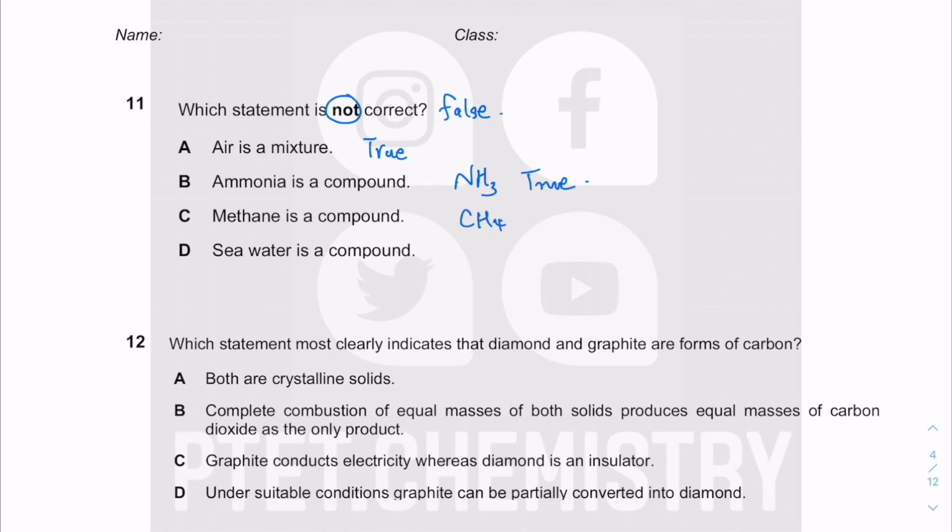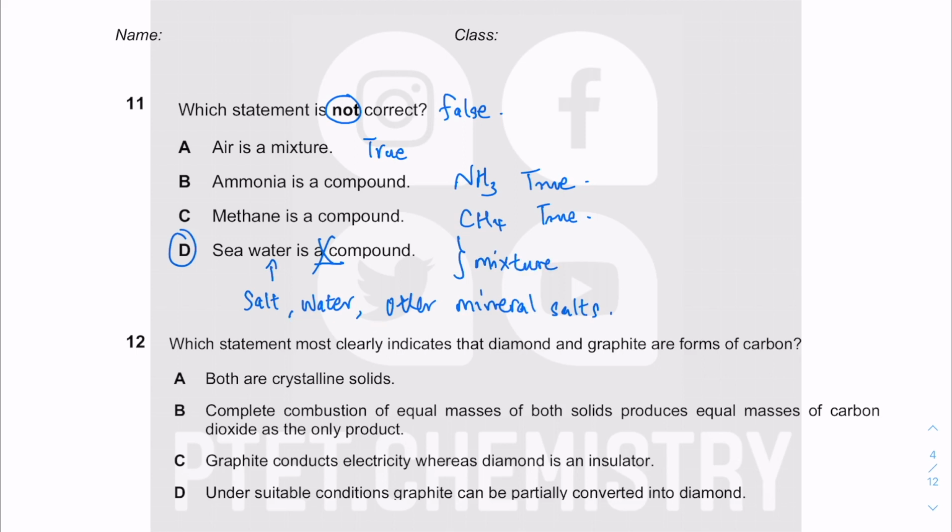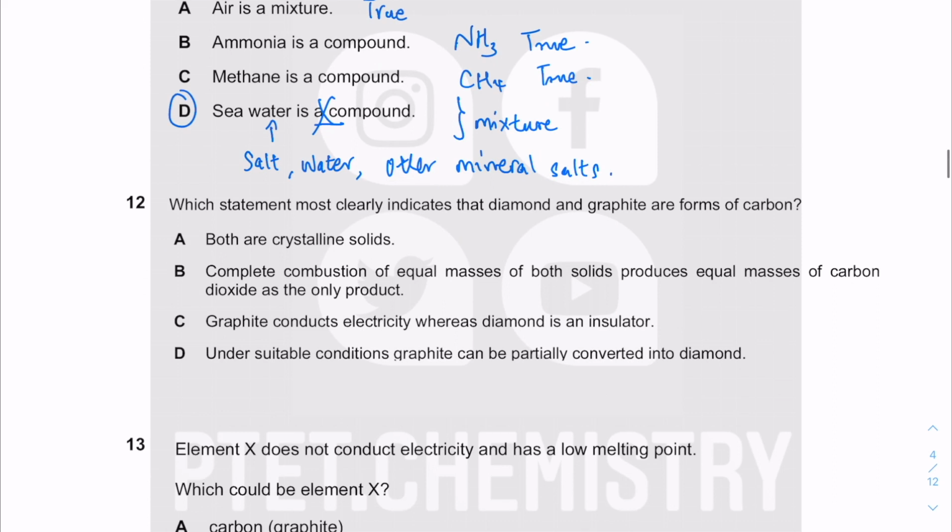So CH4 is also a compound, but seawater is not a compound because seawater has salt, water, and you have other mineral salts, of course, in seawater. It's not just salt plus water. Therefore, that is actually a mixture. So seawater is a mixture of all these substances, among other things, of course.